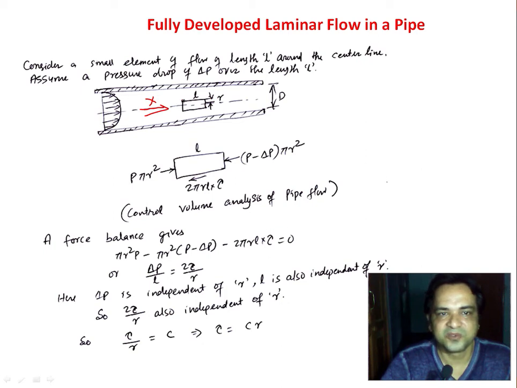So we will choose a small fluid element at a distance R of length L. The length is L and the height of the fluid element is 2R. This small fluid element we choose as a control volume, and also we assume that the flow is a steady state flow and it's an incompressible as well as viscous flow.